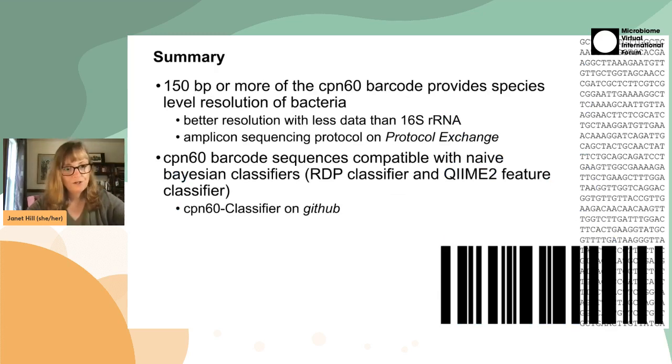So in summary, what I've showed you is that 150 base pairs or more of the barcode provides species level resolution. It's generally better than you'll find with any of the variable regions in 16S, and the amplicon sequencing protocol is available in Protocol Exchange. And then the other thing I talked about was that the classifiers are compatible with cpn60 classification. We've looked at 2 so far, and we're in the process of examining others to see if we can even improve that performance.